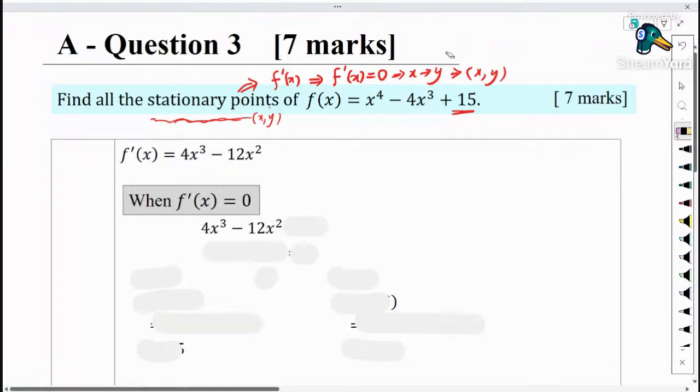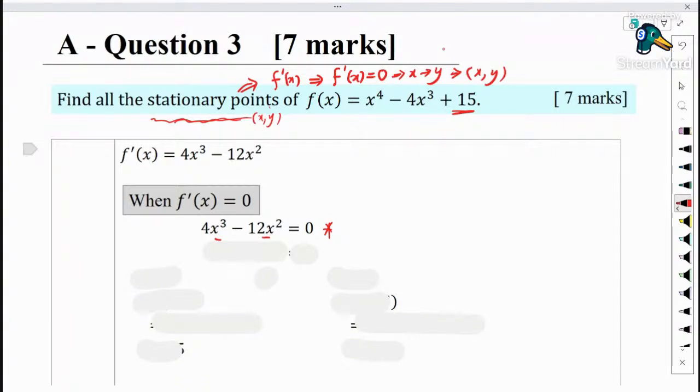So we have 4x^3 minus 12x^2 equals 0. And please, for this function here, although it's power of 3, you need not make use of a calculator to do factorizations because it only has x terms. So you can just factorize the common factors from the constant and also from the x.